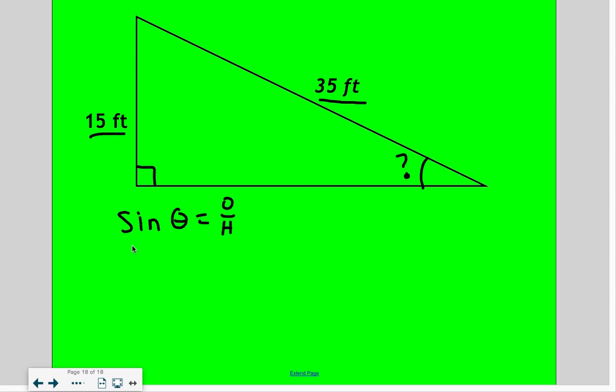And so the theta is actually what I don't know this time. So I have sine of theta equals opposite over hypotenuse. The opposite is 15 over 35. Now I see I have both numbers over here, so I could actually divide that if I wanted to. But the question is, how do I actually solve for theta? And so here's what I'm going to go through with you guys.